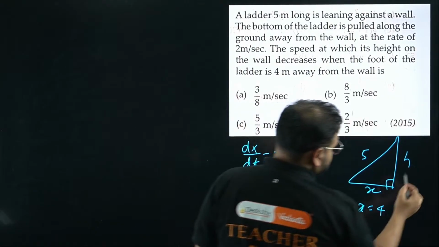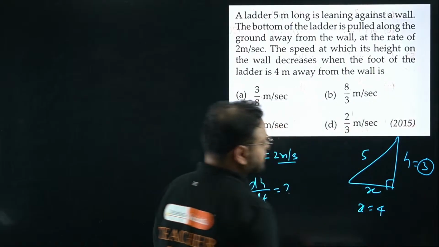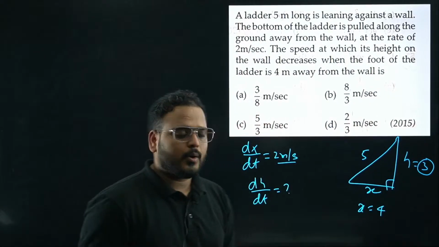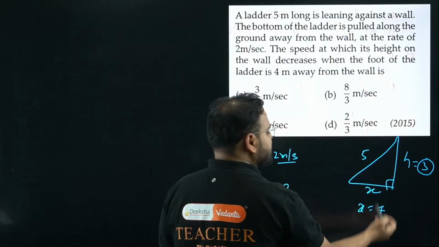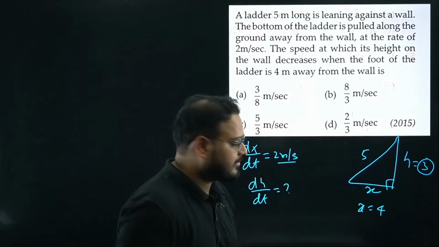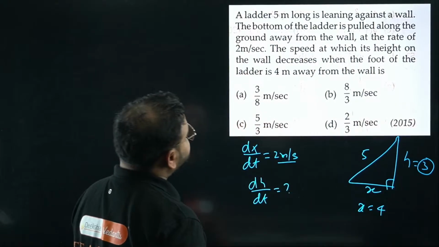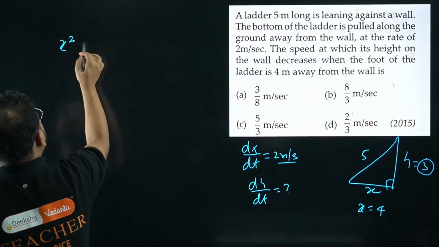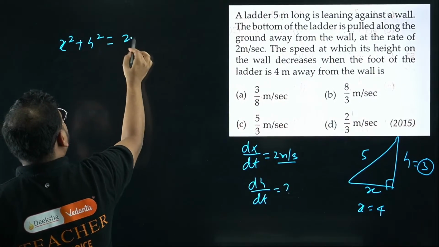When x is 4, what is the value of h? h will become 3, correct? This is a Pythagorean triplet, 3, 4, 5. 9 plus 16 will be 25, root of that is 5. So I have a relation over here: x square plus h square equals 25.